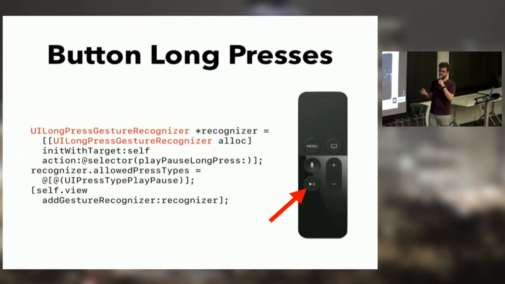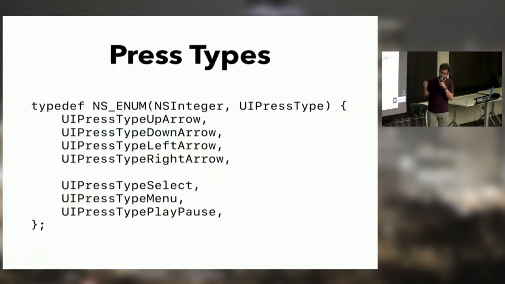For long presses, it's very similar. You just change the class. UI long press gesture recognizer works exactly the same way. Now you can get long presses on the play pause button. This is a list of all the allowed press types, and this is just copied out of Apple's headers.